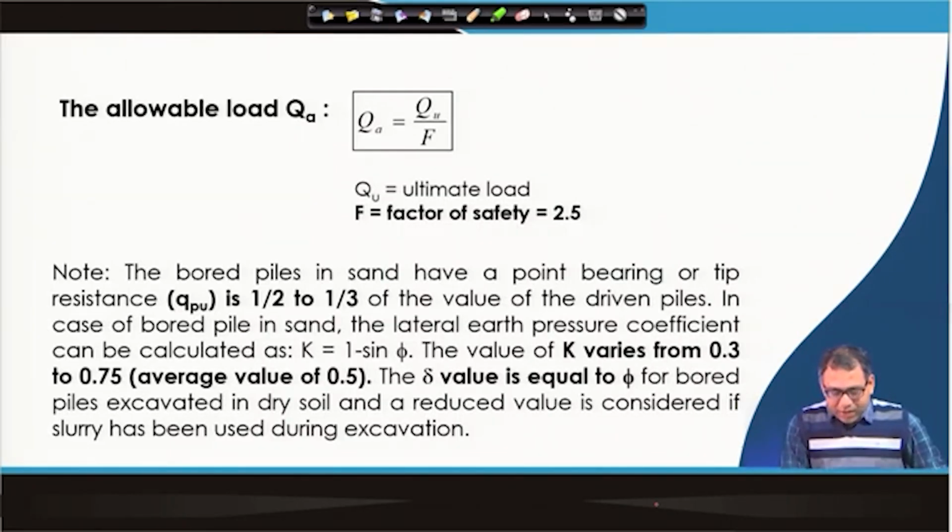So, that means the value of k varies from 0.3 to 0.75, average value 0.5 we can take, and delta value is generally taken as phi for the dry soil, and if slurry is used during the excavation, then we have to reduce the value. So, for the dry soil we can take delta equal to phi and k value average is 0.5. This is for the bored pile, and the bored pile tip resistance varies from half to 1/3 of the tip resistance of the driven pile.